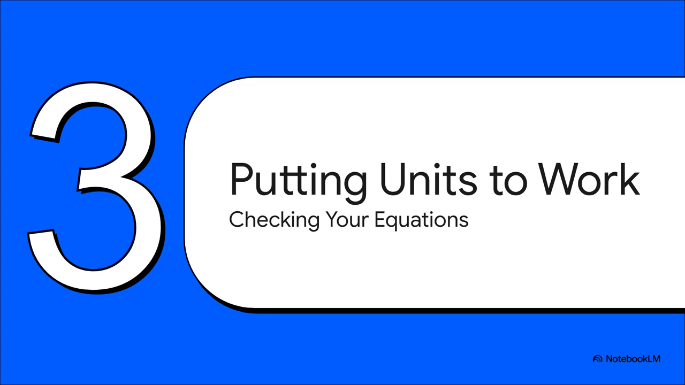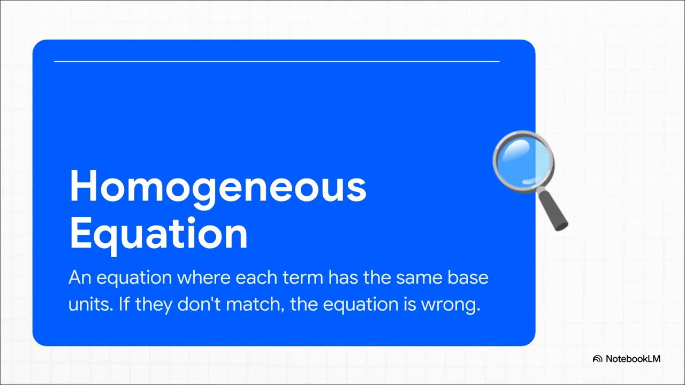Okay, this next part is a real superpower for anyone studying physics. Seriously, this is a game changer. We're going to see how we can use our knowledge of units to check if an equation is even possible before we even think about touching the numbers. The idea is called homogeneity, and it's simple.